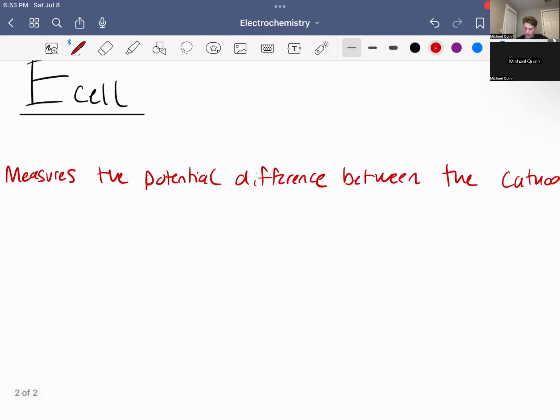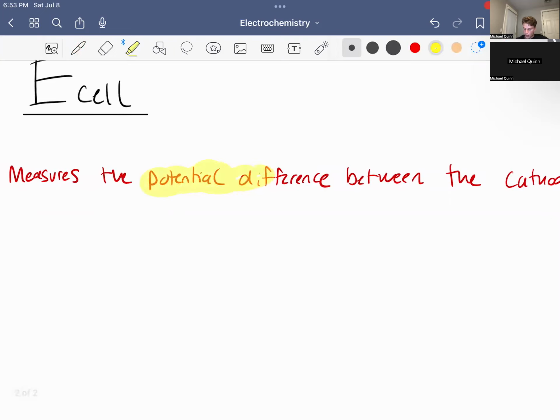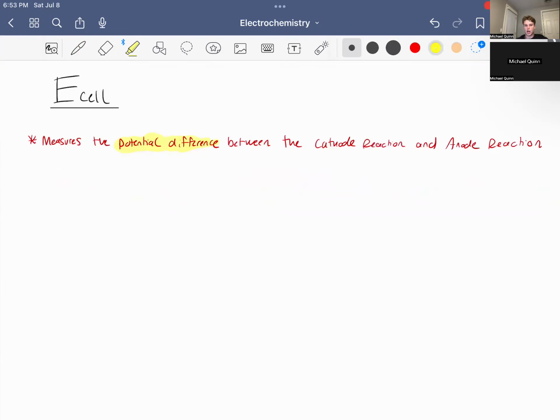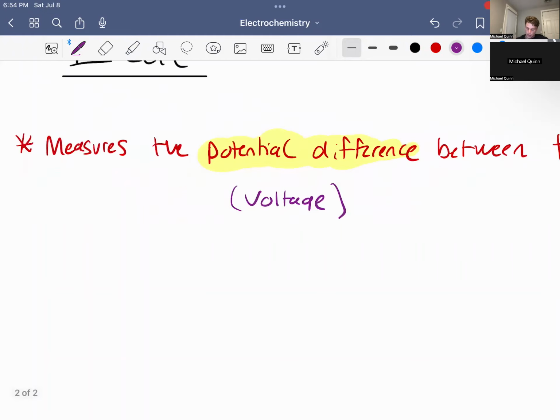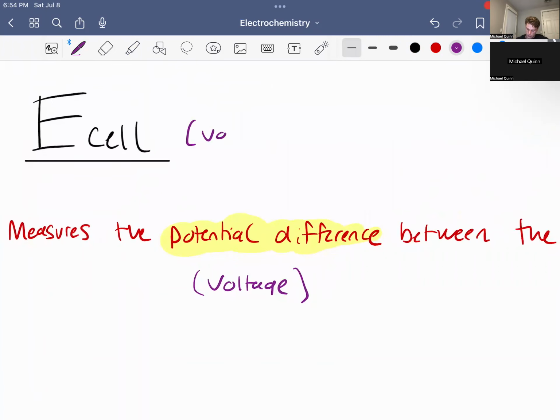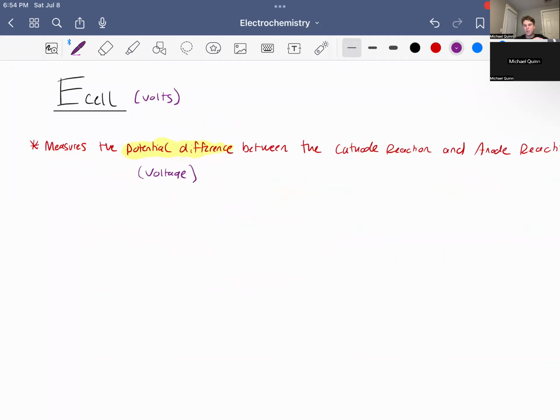So when we think of a potential difference, we can think of a situation where something wants to move from an area of high potential to low potential. So the way we define potential difference in an electrochemical reaction is with voltage. Ecell has the units of volts. So we can think of Ecell as a way to measure how much our redox reaction, that is our oxidation and reduction reaction in our electrochemical cell, wants to proceed.